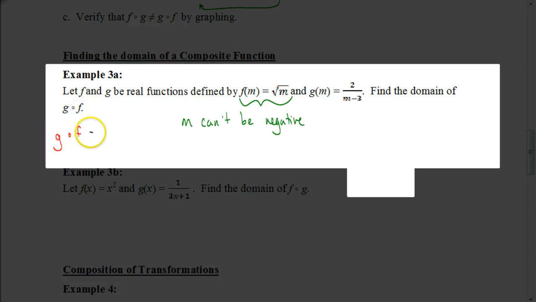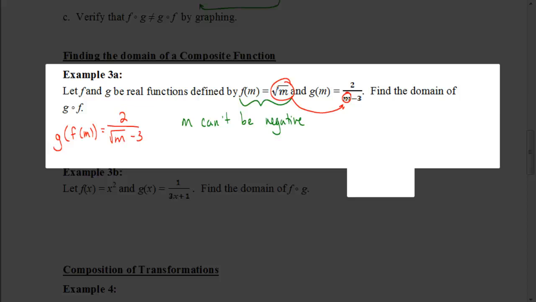G following f, or g following f of m, means that I'm going to take the square root of m and put that in here for m. So instead of 2 divided by m minus 3, it's 2 divided by the square root of m minus 3. I already know that m can't be negative. Now when I find the composition of the two functions, is there anything else that I need to eliminate as far as my domain is concerned?